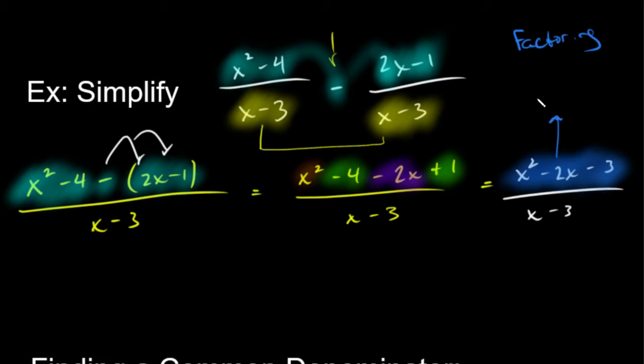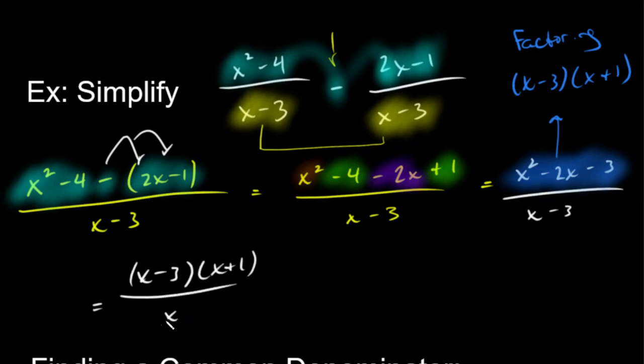So we want to factor this, and we should already know how to do this. You want to think what multiplies to give negative 3, adds to give negative 2, and that would be negative 3 and positive 1. So it'd be x minus 3 and x plus 1. And if you notice, what this turns into is x minus 3, x plus 1, over x minus 3. And the x minus 3's cancel, and you're only left with x plus 1.